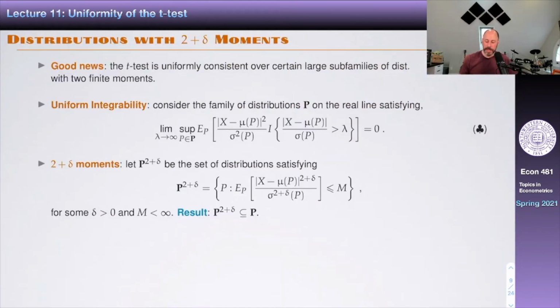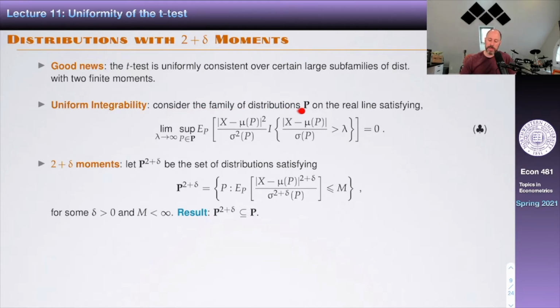Okay, so we got here. Now we're going to try to save this t-test. We're going to start thinking about distributions with 2 plus delta moments. So I wrote here, good news. The t-test is uniformly consistent over certain large subfamilies of distributions with 2 finite moments. That is, you need a little bit more than 2 finite moments. And in particular, you need this condition that is called uniform integrability.